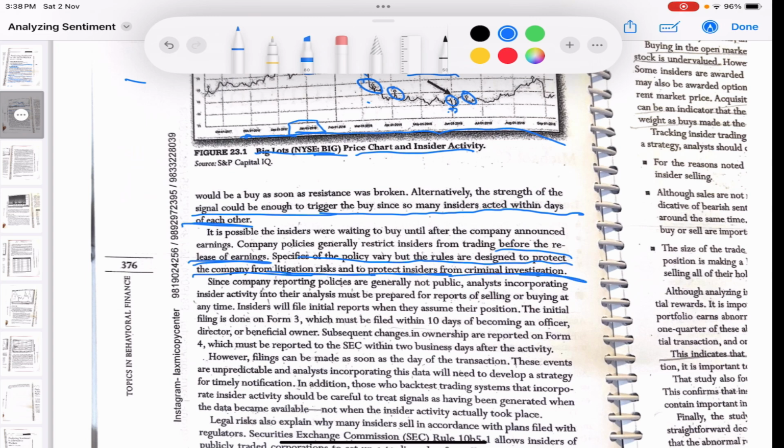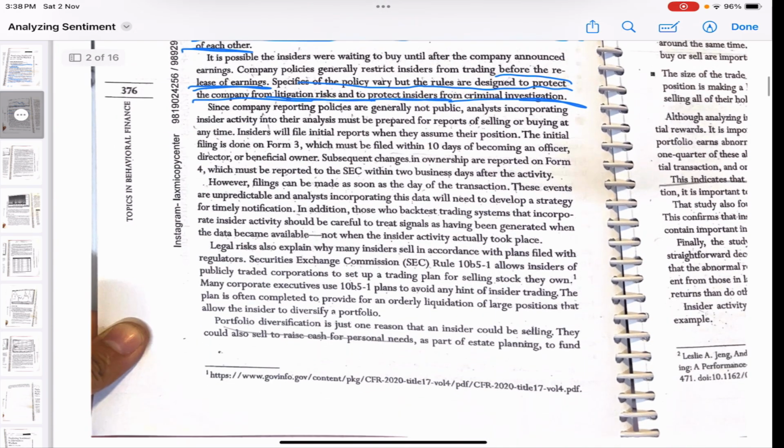insiders from criminal investigation. Since company reporting policies are generally not public, analysts incorporating insider activity into their analysis must be prepared for reports of selling or buying at any time. Insiders will file initial reports when they assume their position.